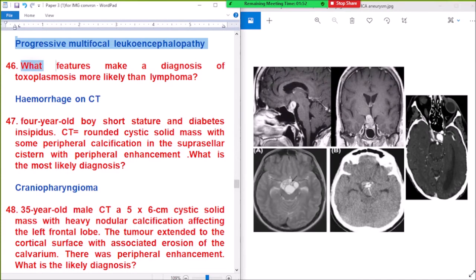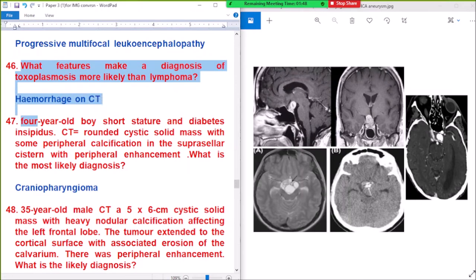Question number 46. What feature makes the diagnosis of toxoplasmosis more likely than lymphoma? Hemorrhage on CT. In toxoplasmosis, there may be hemorrhage. Toxoplasmosis is more likely with hemorrhage on CT.